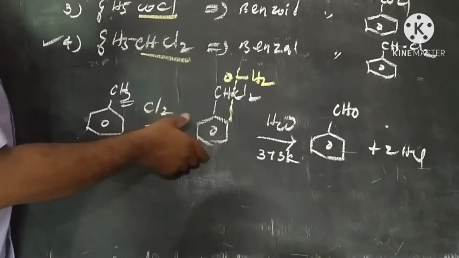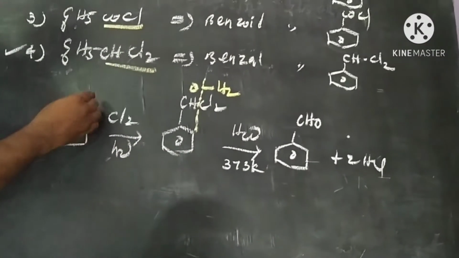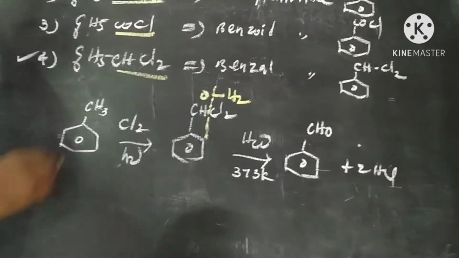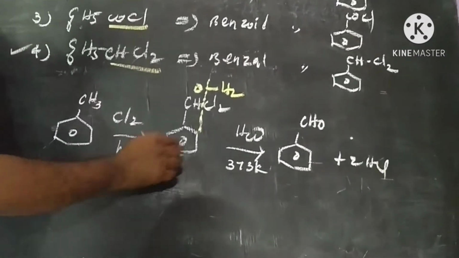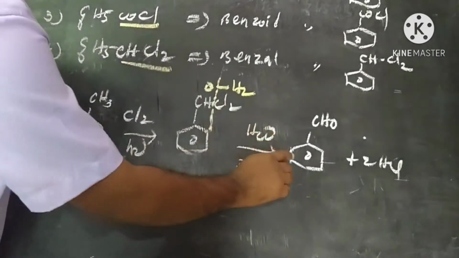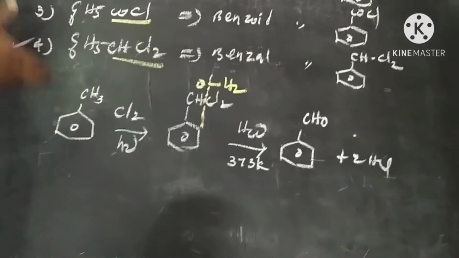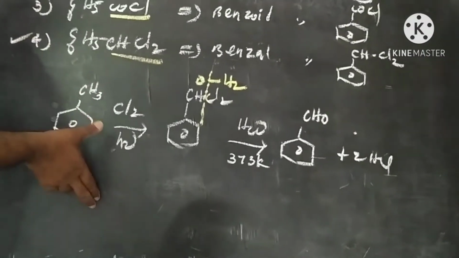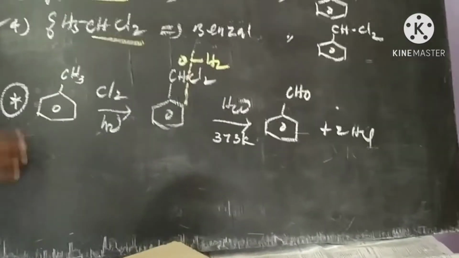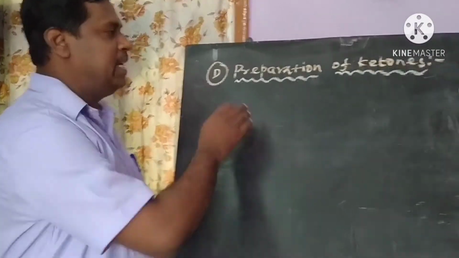So toluene first undergoes chlorination to give benzal chloride, C6H5CHCl2. This benzal chloride undergoes hydrolysis at 373 Kelvin to give benzaldehyde. This is the commercial method for the manufacture of benzaldehyde. The next topic is preparation of ketones.